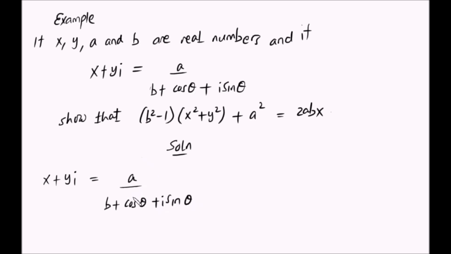Yes, so first things first, I have to eliminate i here from the denominator. So I'll multiply with the conjugate of the denominator, which is b plus cos theta minus i sin theta, all of this over b plus cos theta minus i sin theta. So in the numerator, just going to have ab plus a cos theta plus ia sin theta. In the denominator, we're going to have the square of the real part plus the square of the imaginary part, like this.